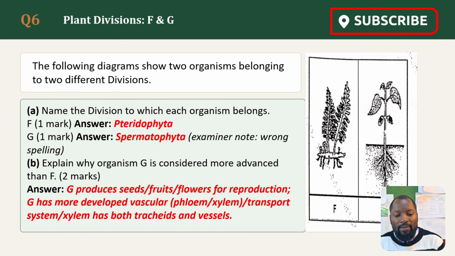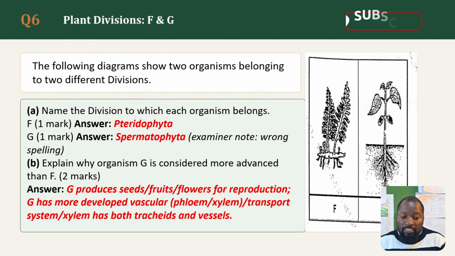Now we're talking about spermatophytes being more advanced than pteridophytes. The reason is that under G, the one we call the spermatophytes, in normal language you say the seed-bearing plants. They bear seeds. So one of the reasons we may say they are considered more advanced than F is they produce seeds. And if they produce seeds, some of them will also produce fruits, and they produce flowers. So in simple terms, we are saying there's sexual reproduction.